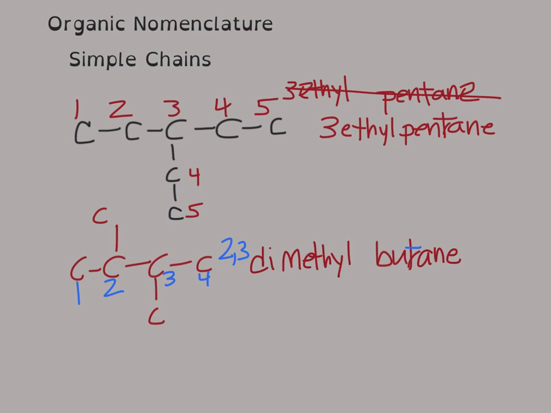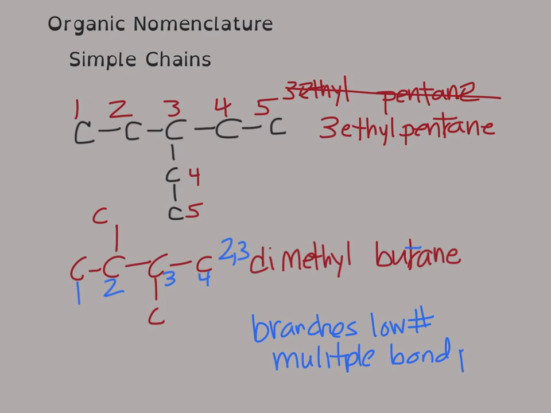So you can have lots of different components attached. Remember, the goal is to have the branches at the lowest numbers on the carbons. And if you have a multiple bond, that will always have priority. What do I mean by that? I mean that if you have the choice between locating a branch at a low number or a double bond at the low number, you will go with the double bond.